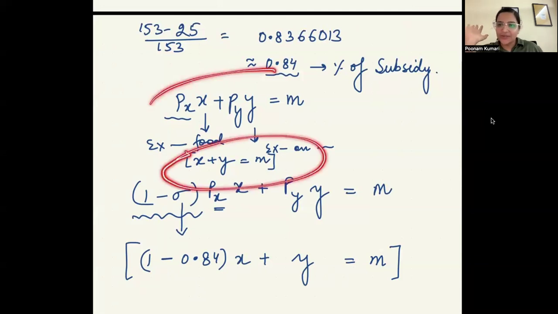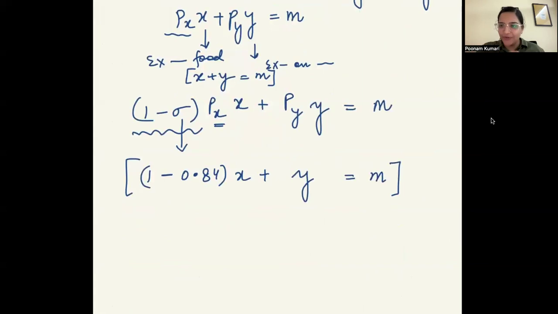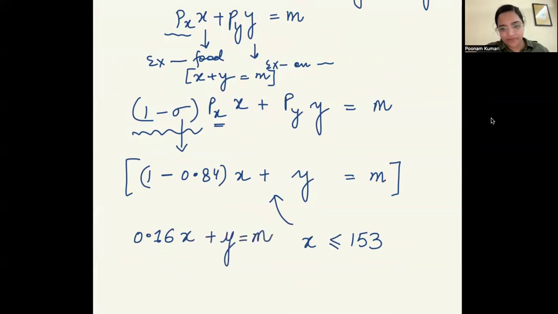So if I have to make everything mathematical, what will be my equation? If x is less than or equal to 153, this scheme is applicable. So what is this? 0.16x plus y is equal to my income. After that, if x exceeds 153, then x plus y is equal to m.